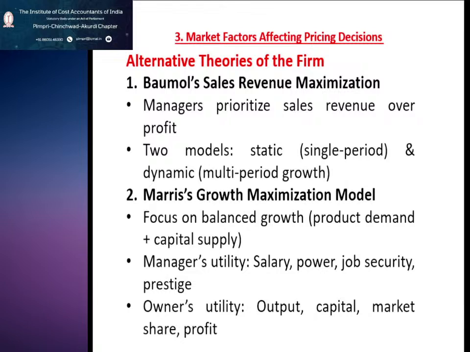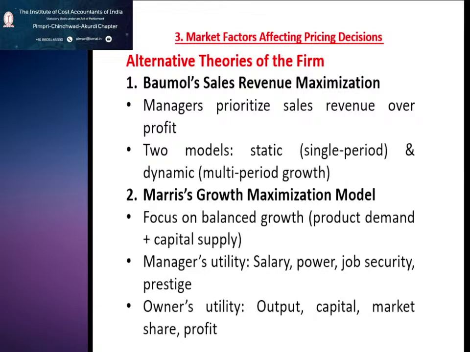The first theory is Baumol's sales revenue maximization. The proposition is that managers prioritize sales revenue over profit. There are 2 models: one is the static model, which is about a single period, and the other is the dynamic model, which is about multi-period growth. The second alternative theory was Marris's growth maximization model, with a focus on balanced growth, which includes product demand plus capital supply.